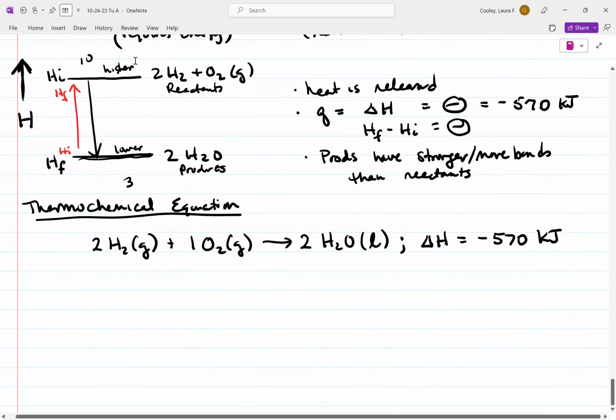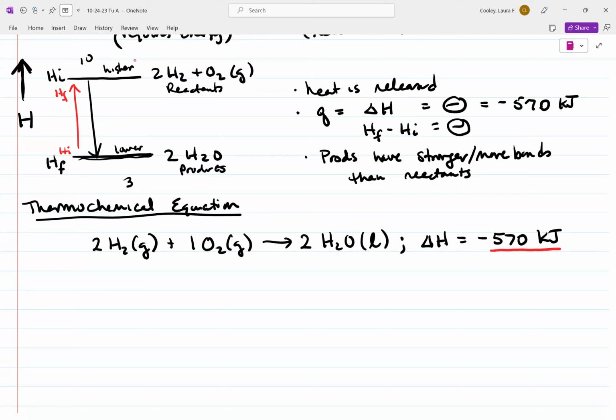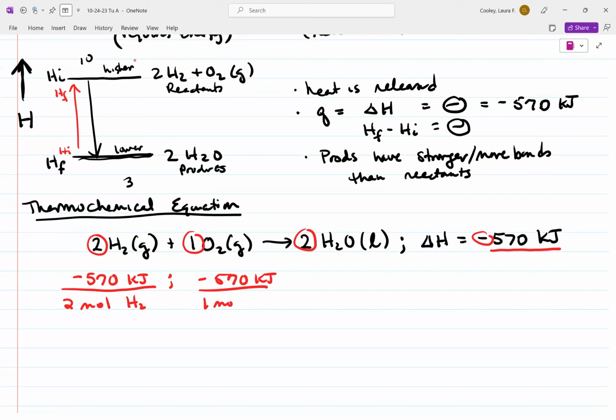Okay. So it's important to realize that this minus 570 here, the negative is for the fact that heat is released in this direction, right? This corresponds to however many moles are in this equation. So in other words, it would be negative 570 kilojoules per 2 moles of H2 that react, or negative 570 kilojoules per 1 mole of O2 that reacts, or negative 570 kilojoules per 2 moles of H2O that form.